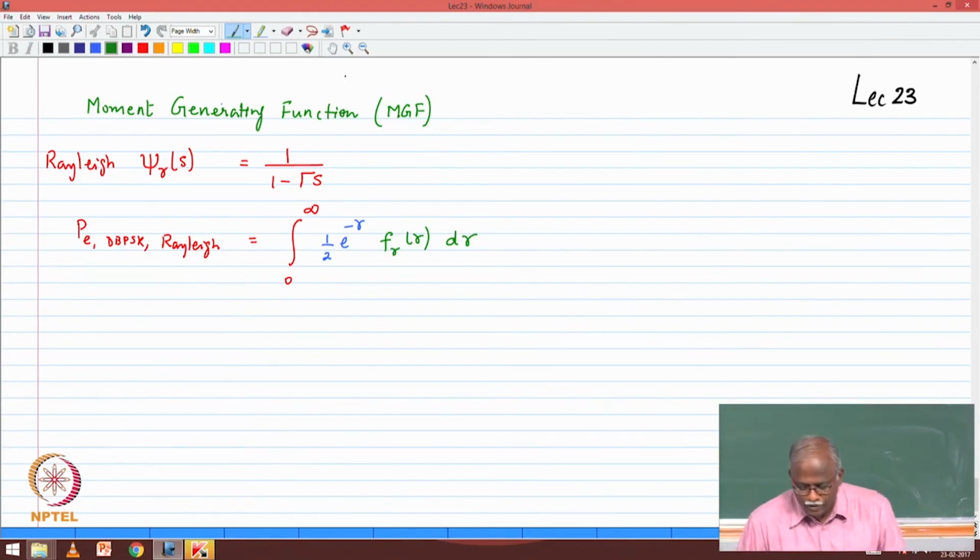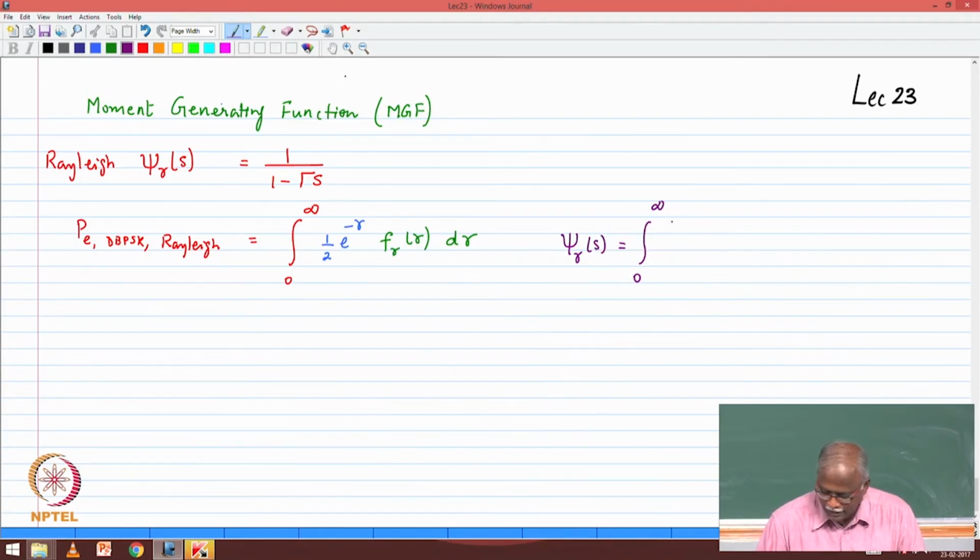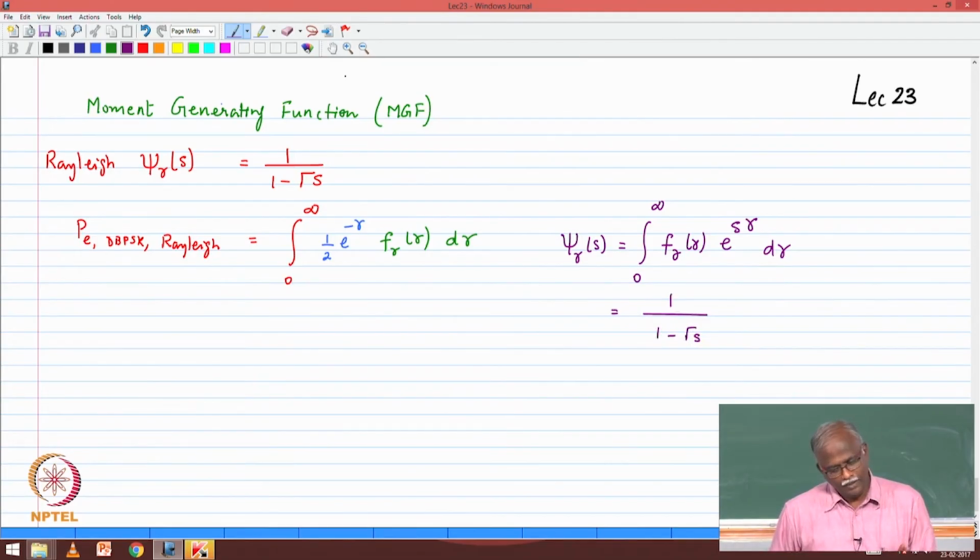Okay. Now, side by side, please write down the expression for the moment generating function, and then we are through. This is the integral from 0 to infinity of f gamma of gamma e to the power s gamma d gamma, and this we already know is 1 minus gamma s. So, the question is, do I really need to do the integral at all?